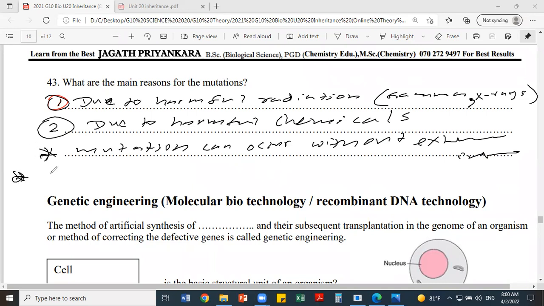One more thing you can write here: mutations can be harmful or harmless. For example, albinism is also due to a gene mutation, but it's not a very harmful mutation. But if you take hemophilia, that is a harmful mutation.